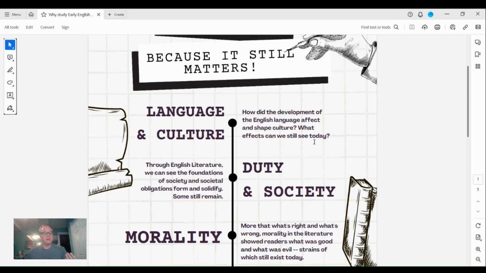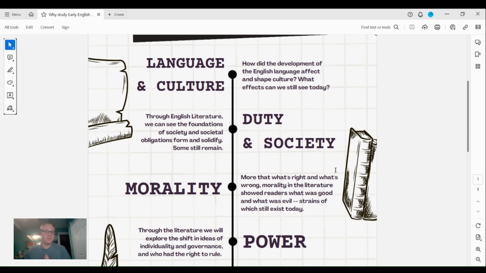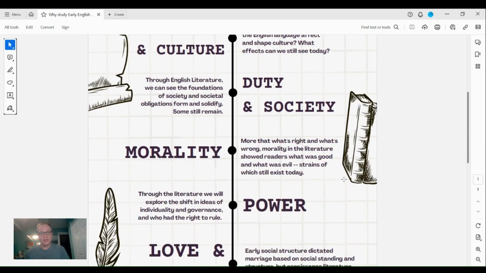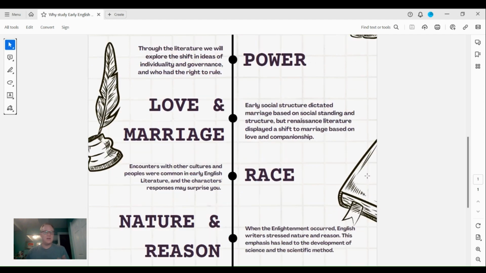What does this literature show us about duty in society, and how we are to act in this society? And that can include morality, not just what's right and wrong, but more so what's good and what's evil, and how this literature constructs power. What strains of that do we see still today? One of the bigger ideas I want to focus on is the theme of love and marriage and how that shifts through the literature that we'll be reading.